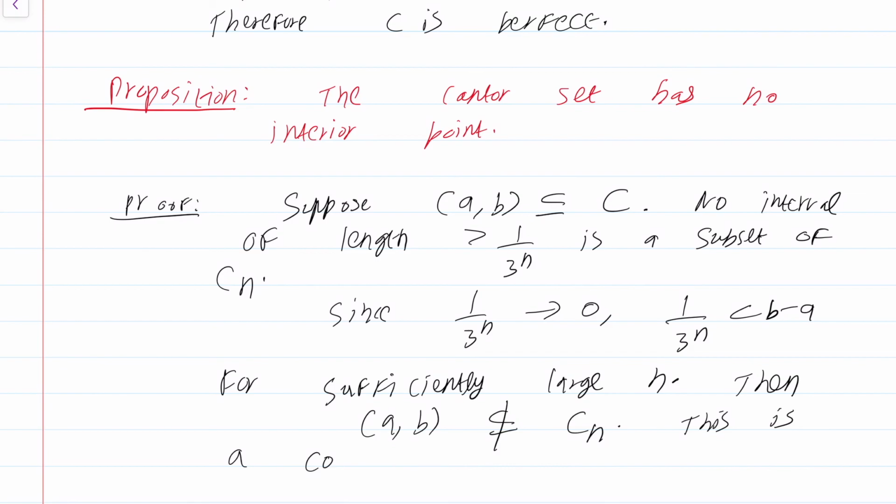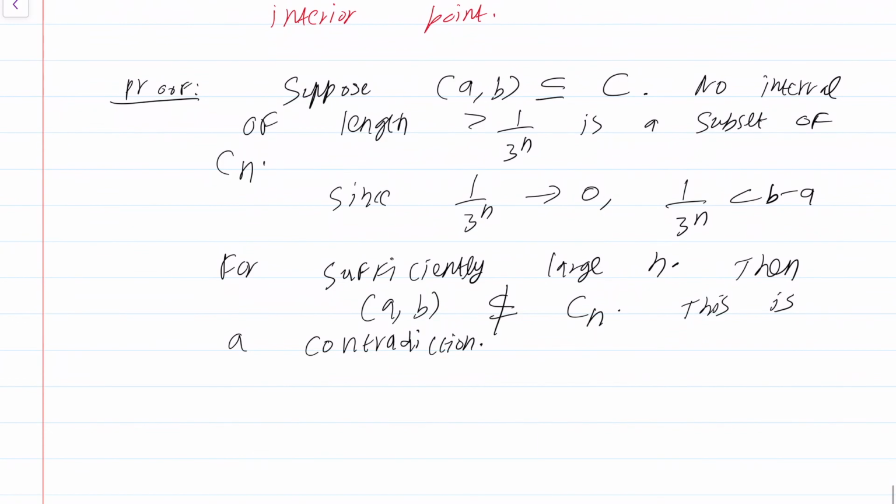I could have rewritten this proof as a direct proof by saying that no interval AB will be a subset of Cn, therefore no interval AB will be a subset of C. But anyway, since I have started with suppose AB is a subset of C, I will end with this is a contradiction. Hence, the Cantor set C has no interior point.